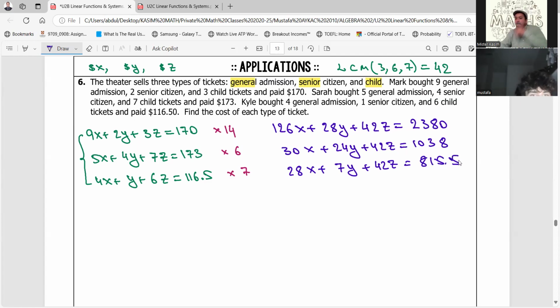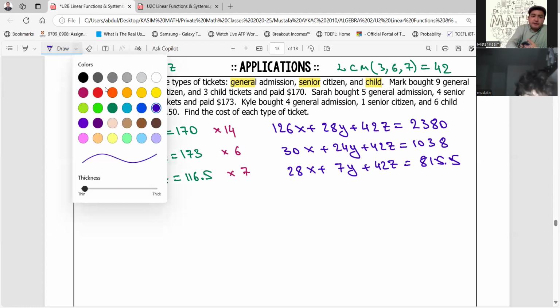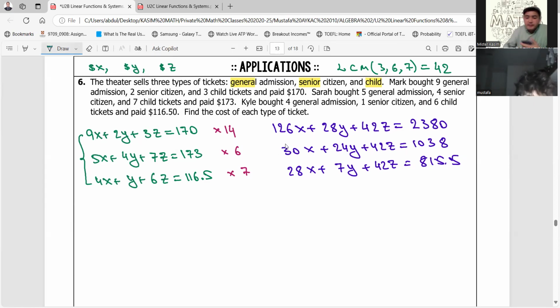Now we subtract the second one from the first one and the third one from the second one. So 126 minus 30 is 96, 96x, and 8 minus 4 gives 4y, equals 2380.